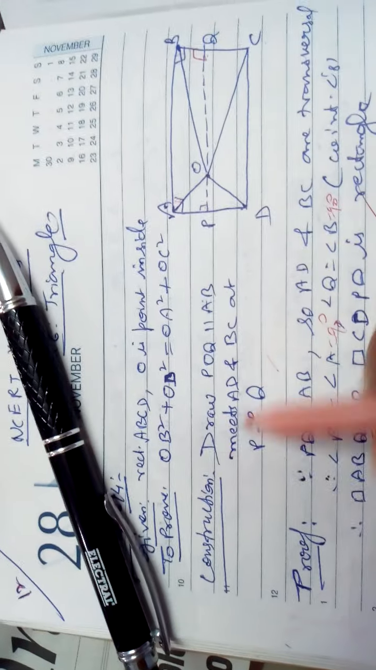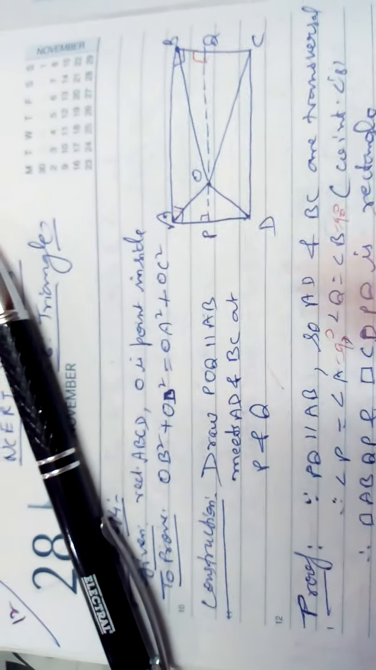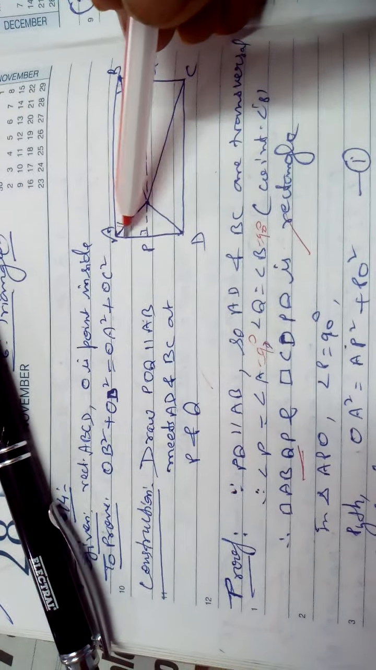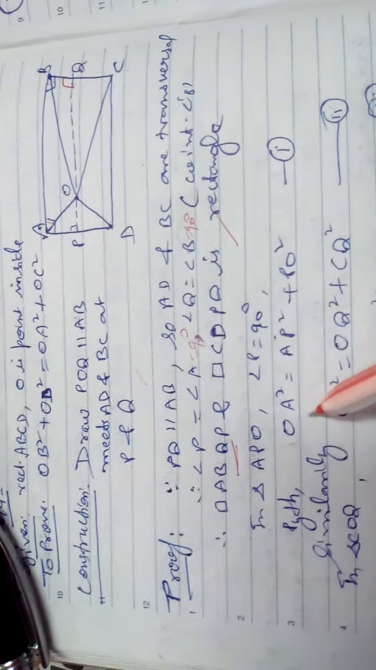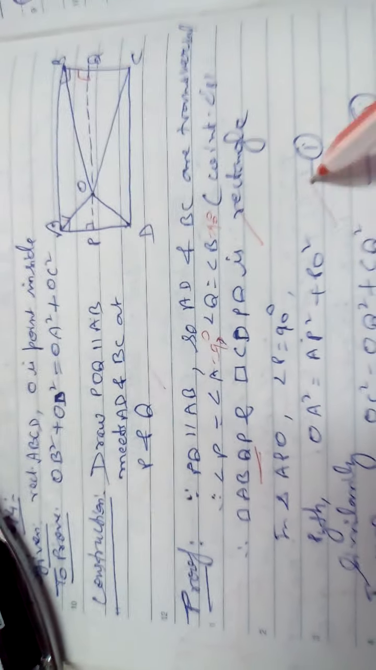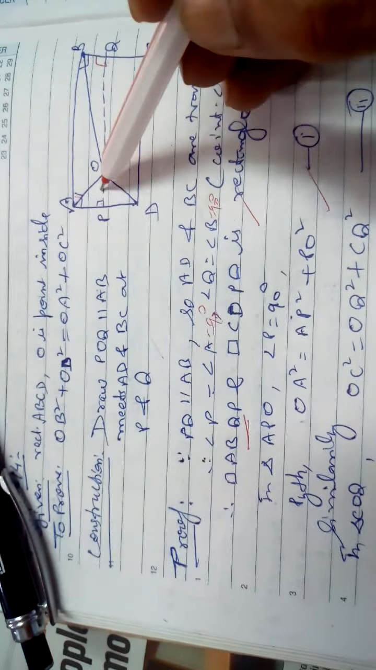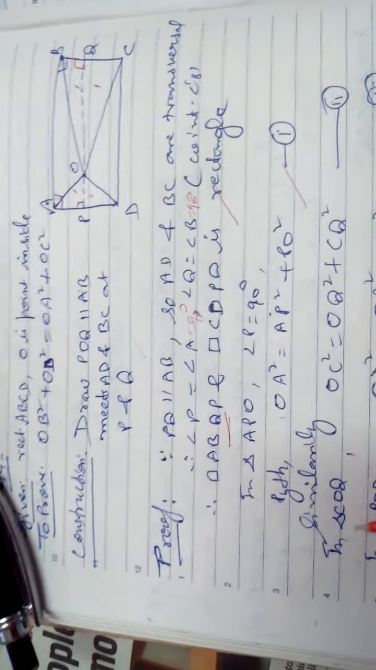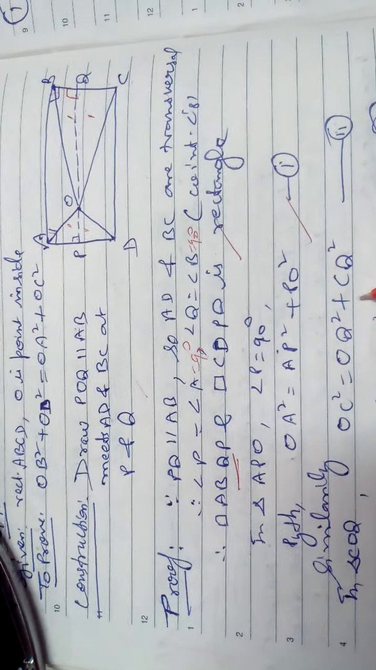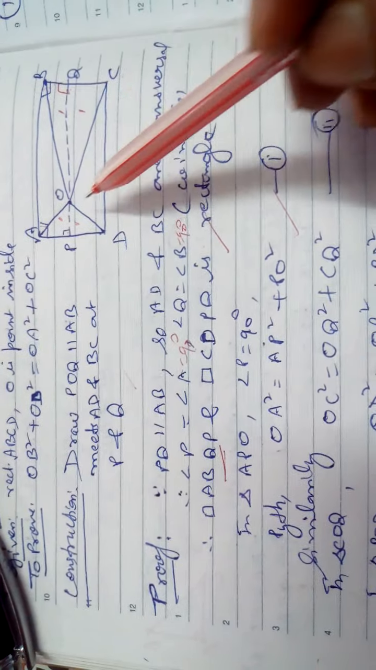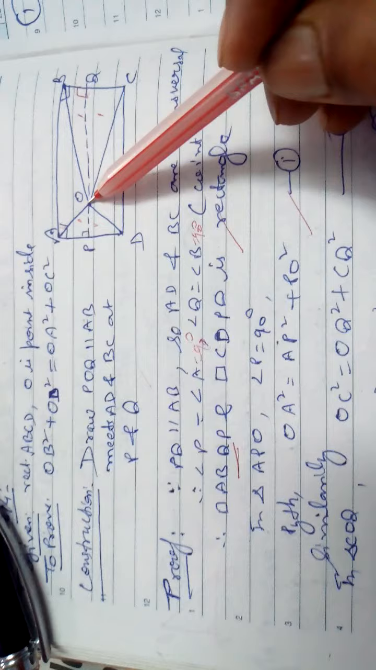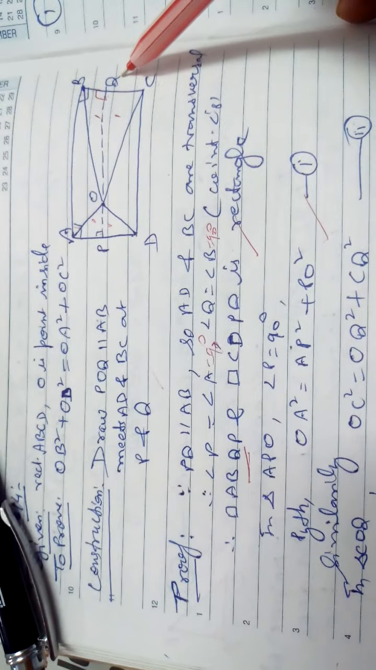Now, if you want OB square or OA square or any square, then you will take a triangle. In triangle APO, this is a right triangle, hypotenuse square is equal to this square plus this square. OA square is equal to AP square plus PO square. All four right triangles, 1, 2, 3, 4, I am taking Pythagoras. In COQ, OC square is equal to OQ square plus CQ square. OD square is equal to OP square plus PD square. OB square is equal to OQ square plus BQ square.